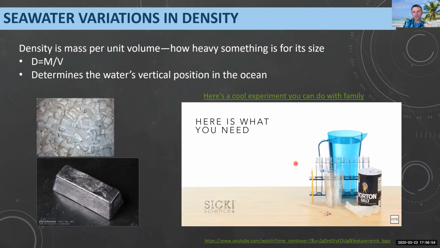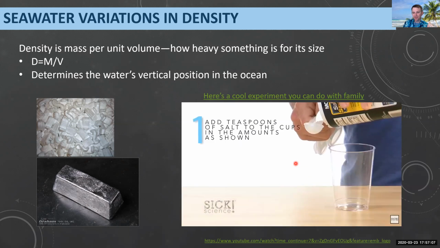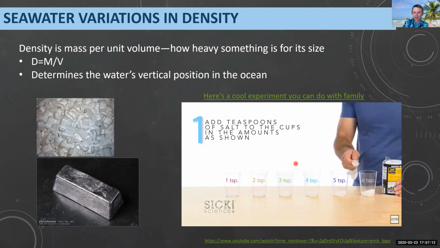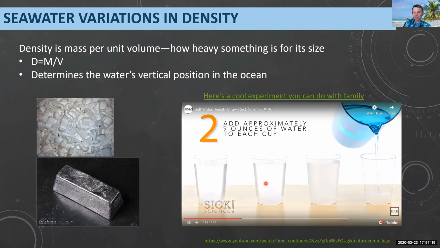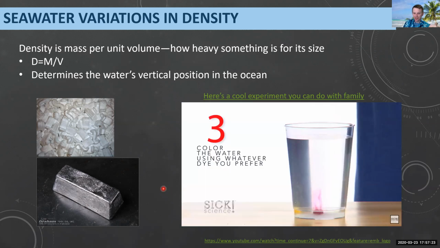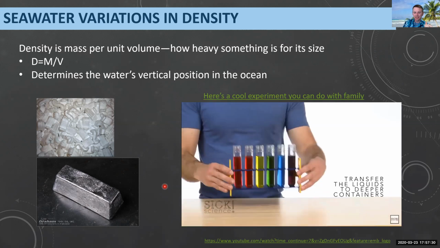I don't think you need safety glasses though. So basically you just need some salt, if you can get your hands on some at the store. You can see all the instructions: teaspoon measure, cups, color fizzers, or just basically food coloring. You add 1 teaspoon, 2 teaspoons, 3 teaspoons, and a whole bunch of teaspoons to all the different cups. Then you put about 9 ounces of water in each of those cups, stir it up, put in the colors. And then if you have a clear straw, which you can get at the dollar store pretty cheaply, check this out.